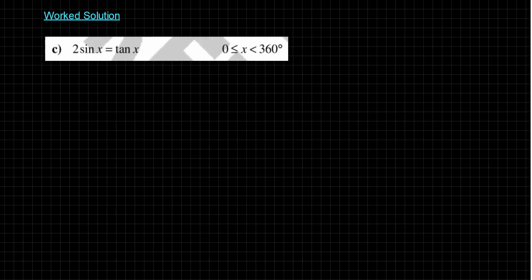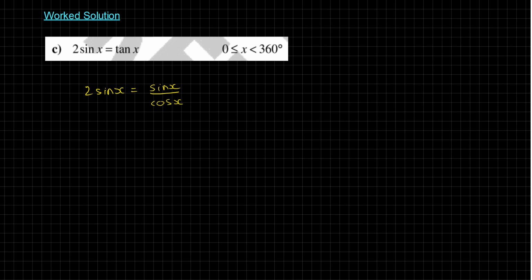So then our final one. This one's got an interesting little trick in it, actually, so we have to watch out, even though it looks quite simple. So we've got 2 sine x equals tan x. We can immediately write that as sine x over cos x. And then where do we go from here?